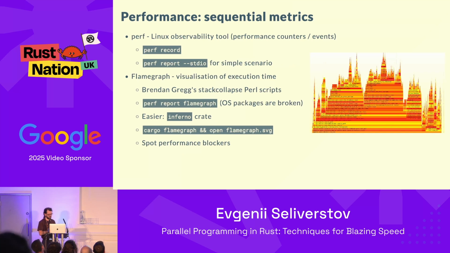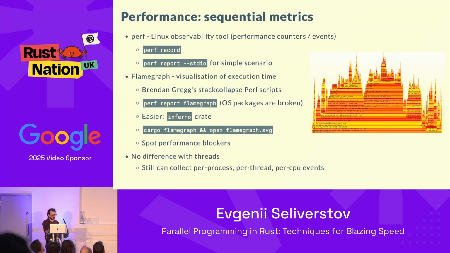And we can spot performance blockers. In this case, I profiled the ripgrep program, and we can see that this part, for example, takes much more time than the others. Actually, it just visualizes the execution time. But unfortunately, the problem is with threads, we cannot see the difference. We can gather all the tracks for each thread, but we cannot tell the performance of the parallel program.